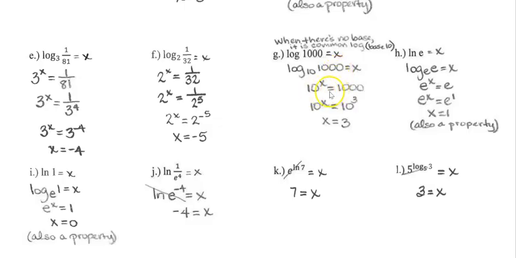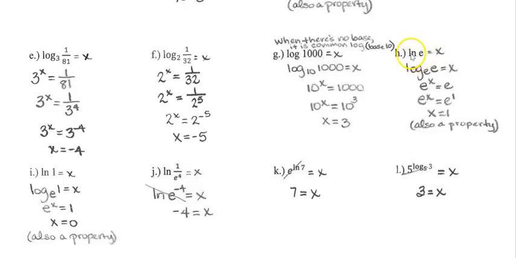So I need to get my bases the same. I need to find a way to write 1,000 with a base of 10. So 10 times 10 is 100, times 10 is 1,000. And so now my bases are the same. I can set my exponents equal, and x is equal to 3. All right, then for this next one, I've got ln e.